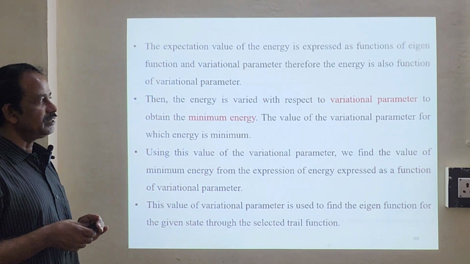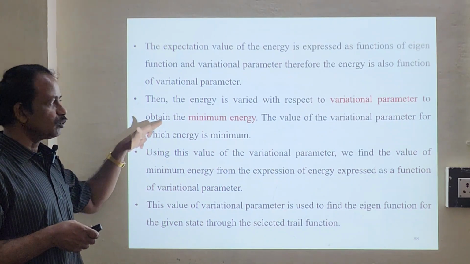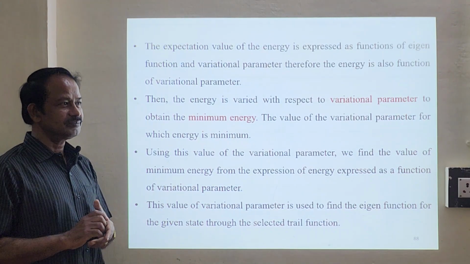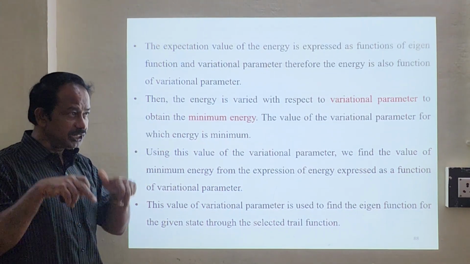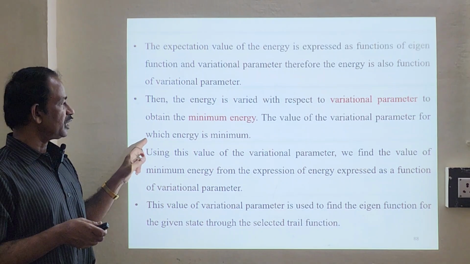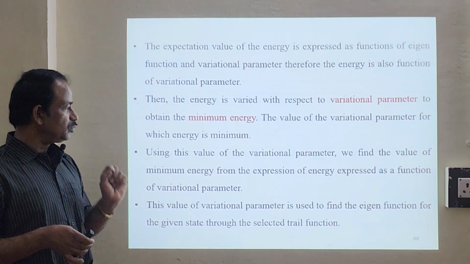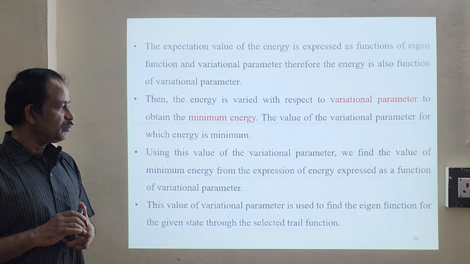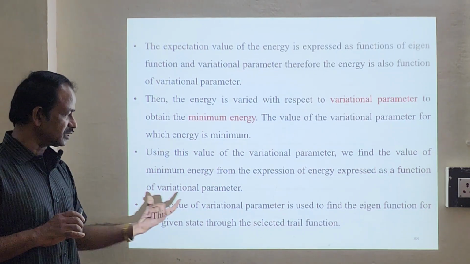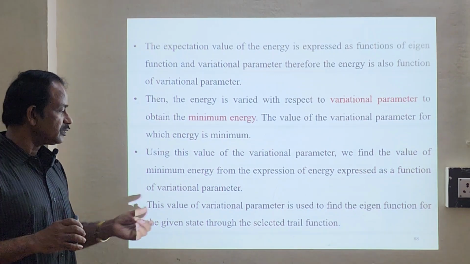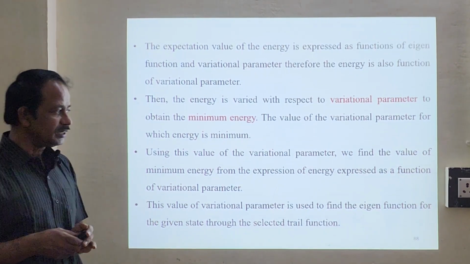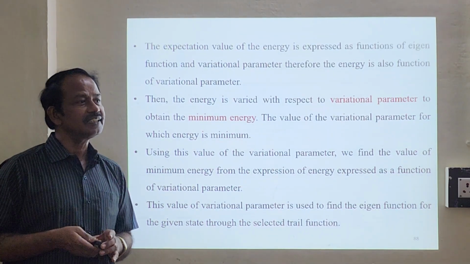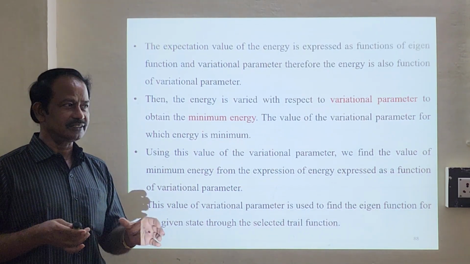Then the energy is varied with respect to the variation parameter to obtain the minimum energy, because the electron will tend to be in a minimum position. So that's why we are going to minimize the energy. We find the value of the variation parameter for which the energy is minimum. Using this value of the variation parameter, we find the minimum energy from the expression of energy expressed as a function of the variation parameter. This value of the variation parameter is also used to find the eigenfunction through the selected guessed trial wave function.